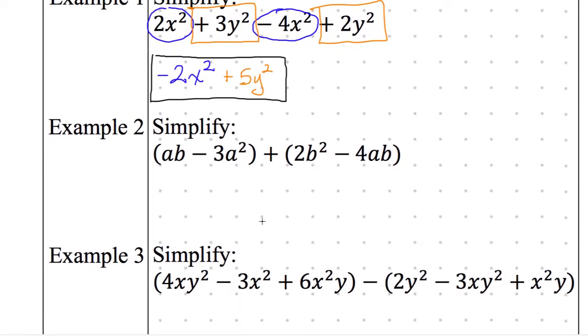Example 2. This one is going to be a little bit harder, but now I have multiple letters. That means I need to check each letter. I have an A and a B. Both of them are to the power of 1. That means like terms will also have an A, also have a B to the power of 1.